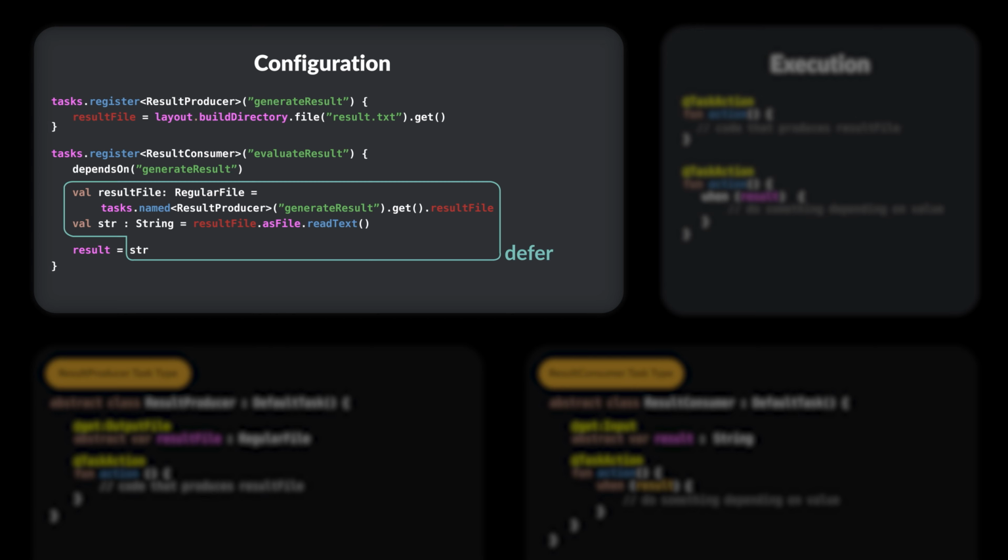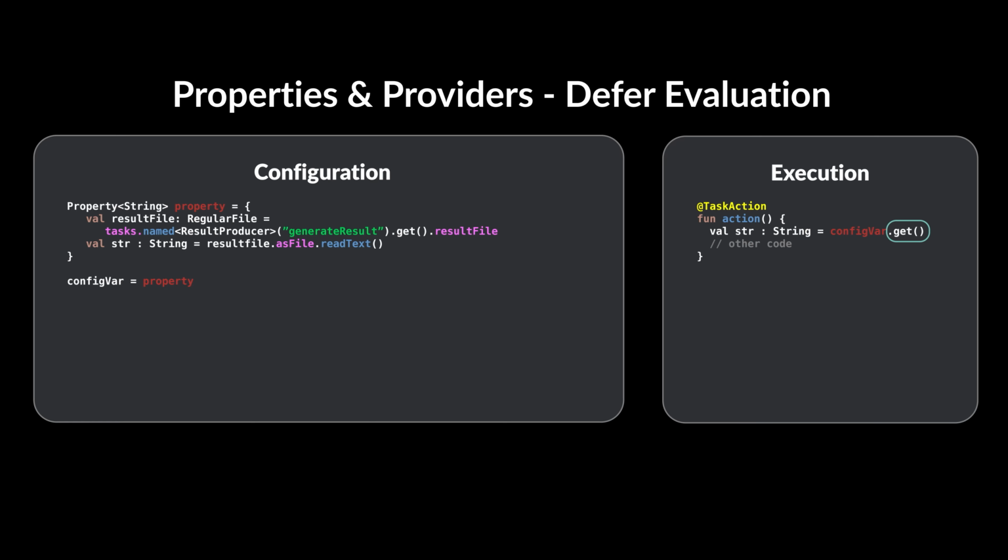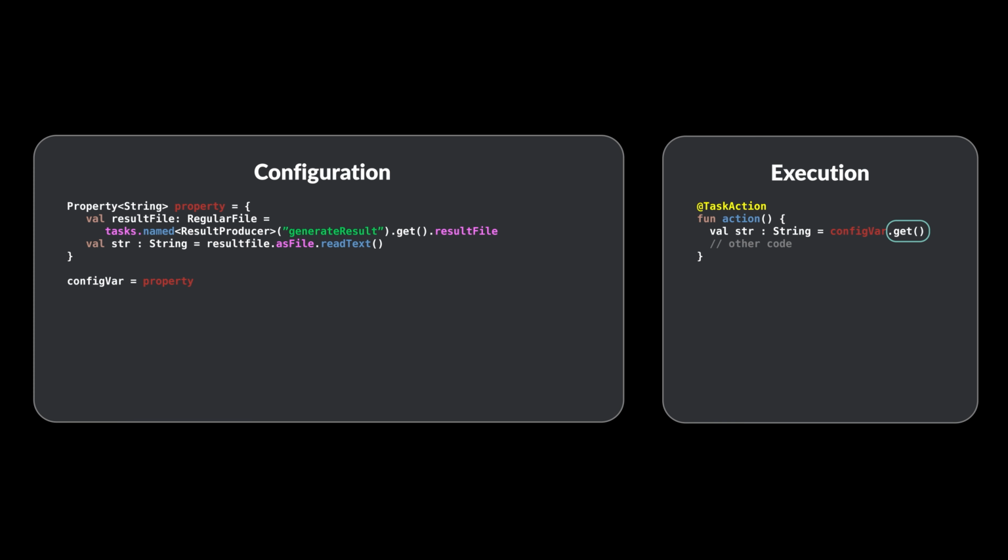That is, we want to be able to write configuration that says, get the result file and read it, but not actually do this till a later time. This is where properties and providers come in. A property or provider allows you to specify how something will be defined in the configuration, but defer the evaluation till the get method is called. The example code shown here is not exactly how the syntax and structure is, it's just to show you the concept. We will go over the exact details shortly.